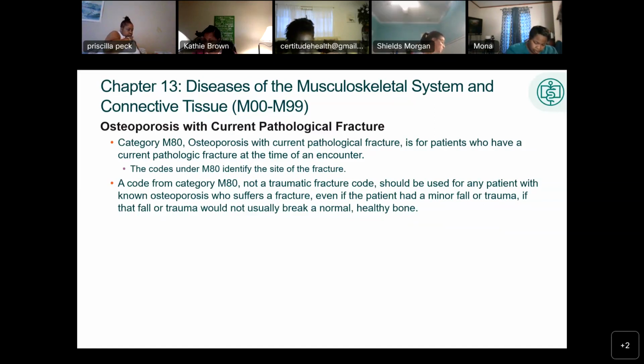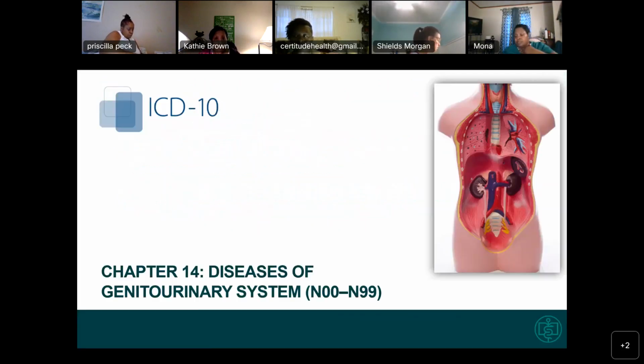Then also highlight D1 and D2 under osteoporosis. One is how to code it without a pathological fracture, and the other is coding osteoporosis with a current pathological fracture. And guess what? That's all of the chapter 13 guidelines. Biggest thing, like I said, is laterality, making sure you're identifying the left or the right in your diagnosis coding.